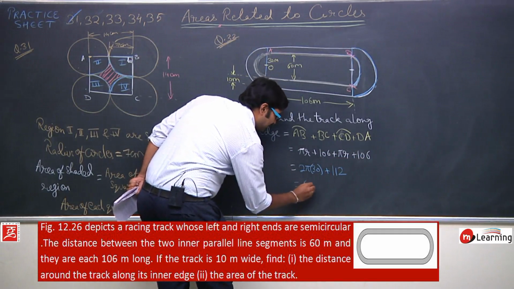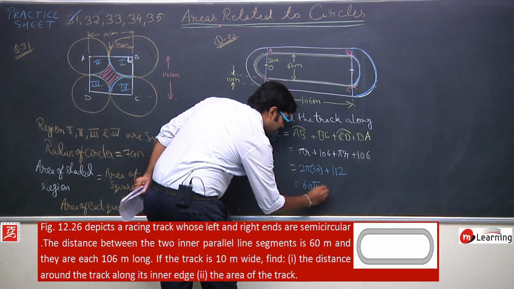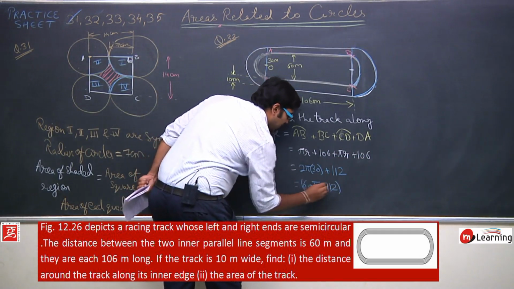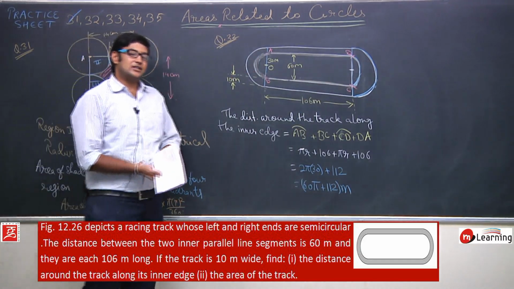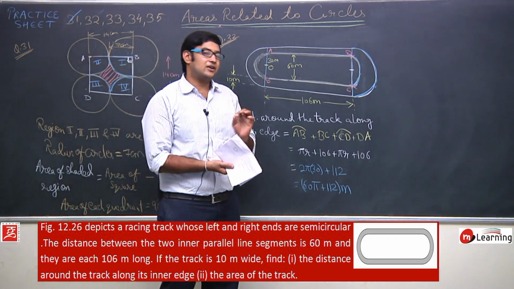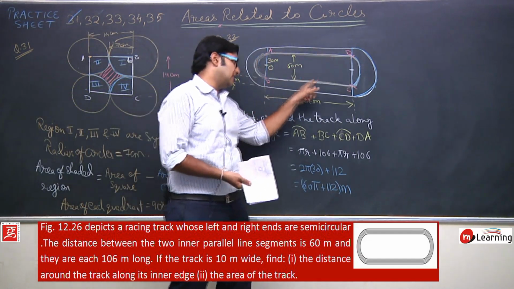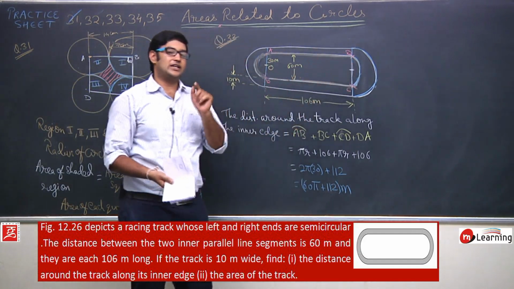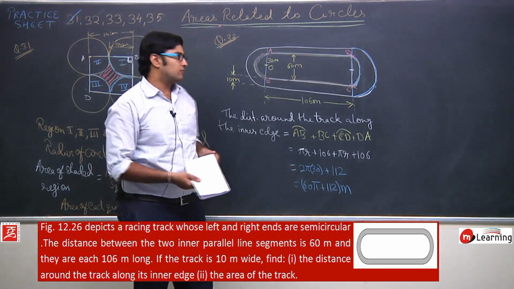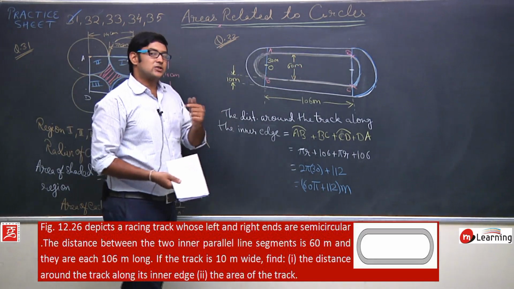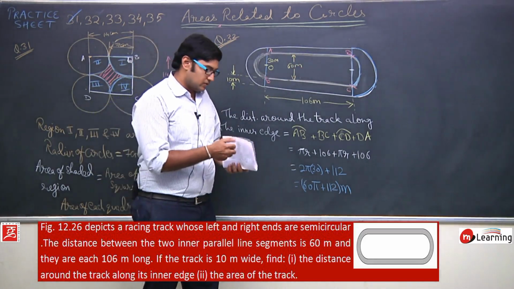So this is 60 pi plus 112 meters. Okay, so this will represent the length of track along the inner edge, or the distance of track along the inner edge. Okay, so we have calculated the first part of question number 32. Let us solve the second part.